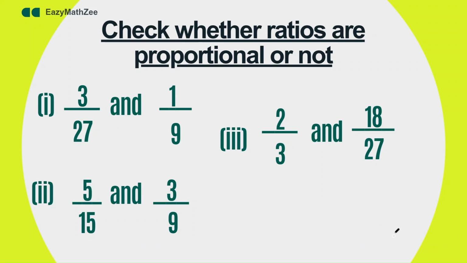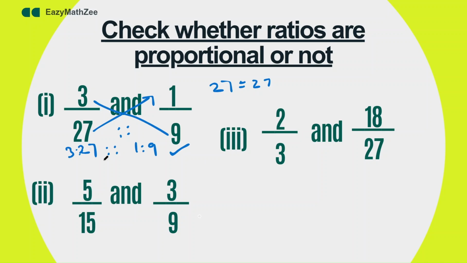Now we'll check whether the ratios are proportional or not. Whether these two ratios are proportional or not. The simple thing you have to do is cross multiplication. You multiply both. What is it? 27, and 9 3s are also 27. That is also 27. So both are proportionate to each other. That means 3 is to 27 is proportionate to 1 is to 9. We can write like this. That is proportionate.